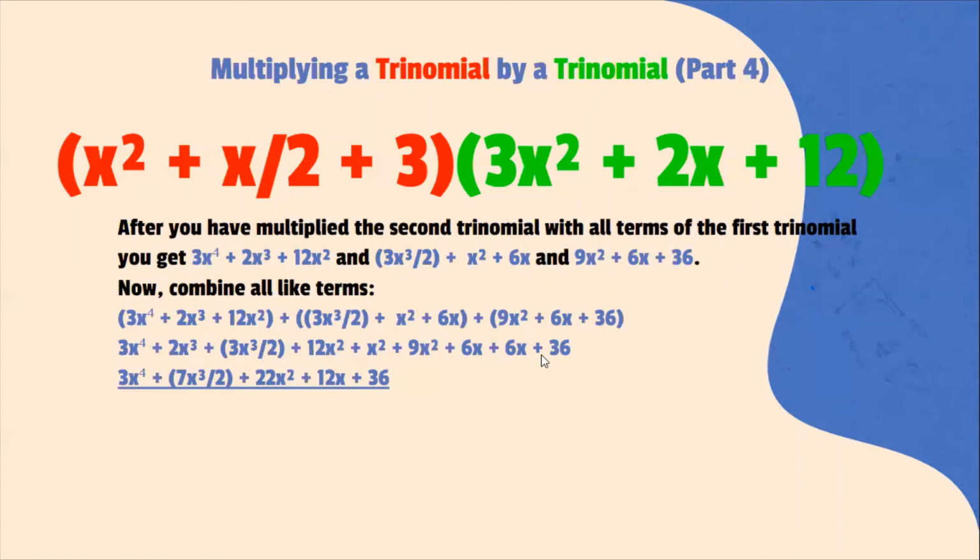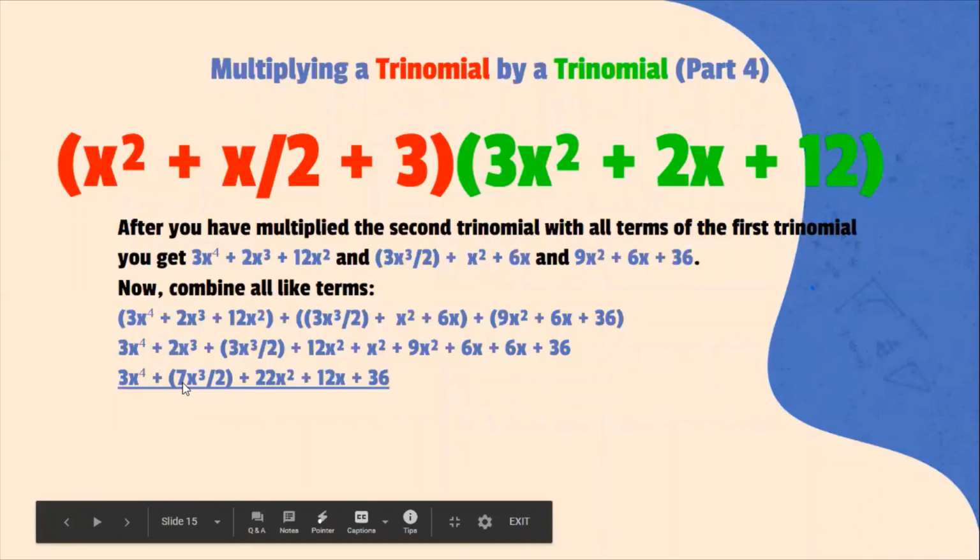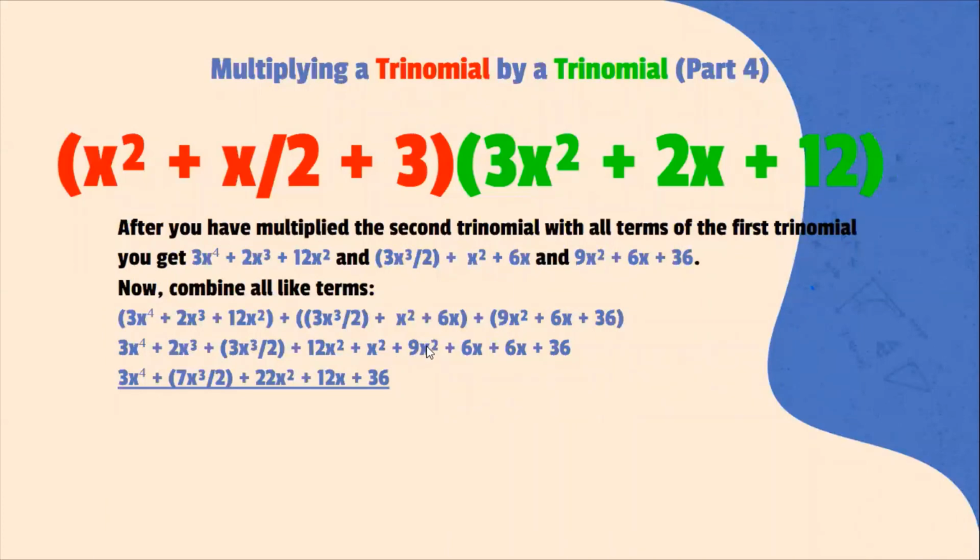And then when we combine all of that, we get 3x to the power 4 stays the same. And then when we add 2x cubed plus 3x cubed over 2, we have to imagine that this says 2x cubed over 1. So in order to make those fractions the same, we would want to double 2x cubed to 4x cubed, and that would be 4x cubed plus 3x cubed, which is 7x cubed, and we would keep the denominator of 2. And then we would add 12x squared plus x squared plus 9x squared to get 22x squared, and we would add the two 6x's to get 12x, and then we would just keep 36.